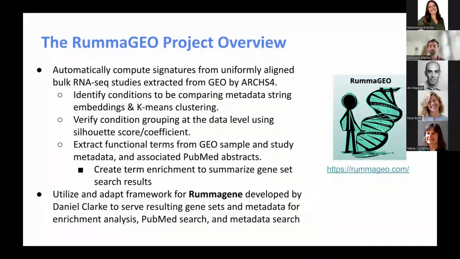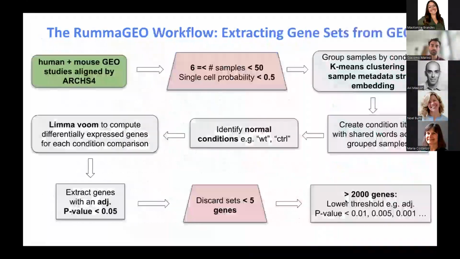And this we can use to help summarize gene set search results. To serve all of these gene sets, because it's quite a large collection, we utilized and adapted the framework that was built for RummaGene, which has automatically extracted signatures from PubMed Central articles, which was developed by Daniel Clark. And this allows us to serve those gene sets for enrichment analysis, PubMed search, as well as metadata search.